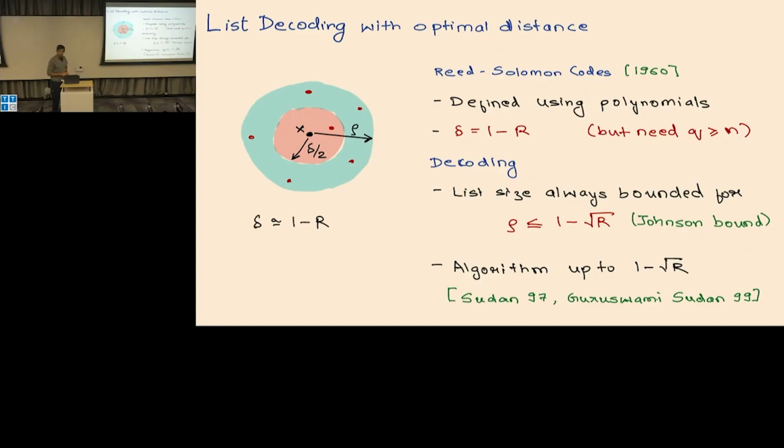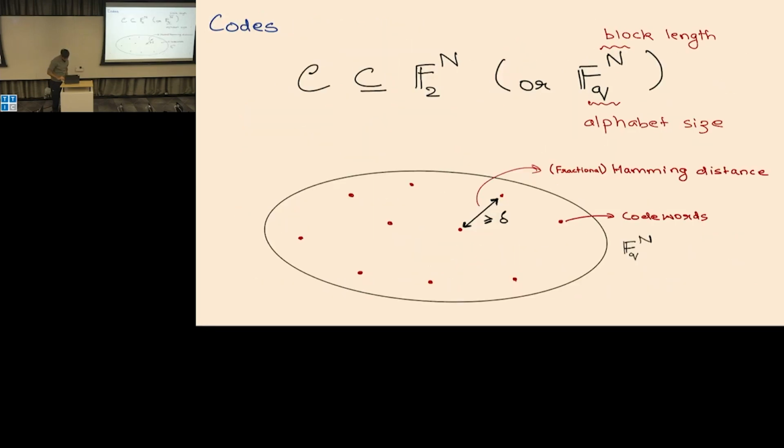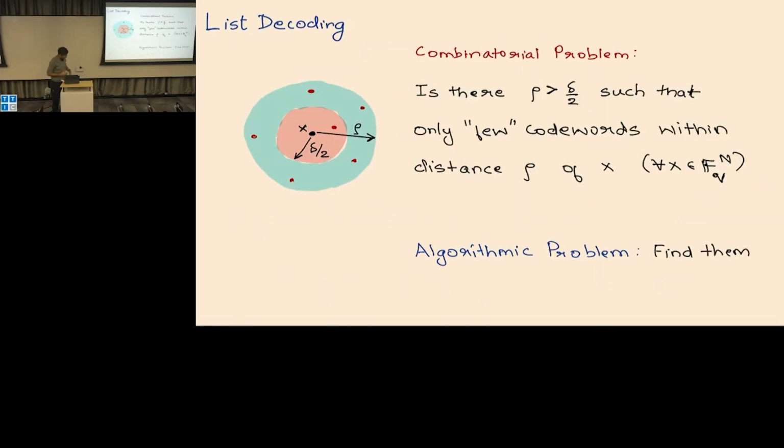Do you remind what is capital R? So, sorry, capital R is the rate of the code. Maybe I didn't define it. Okay, my apologies. Capital R is the rate of the code. So it's the log of the size of the code divided by the log of the size of the entire space, which is q to the n. Code dimension, not log.